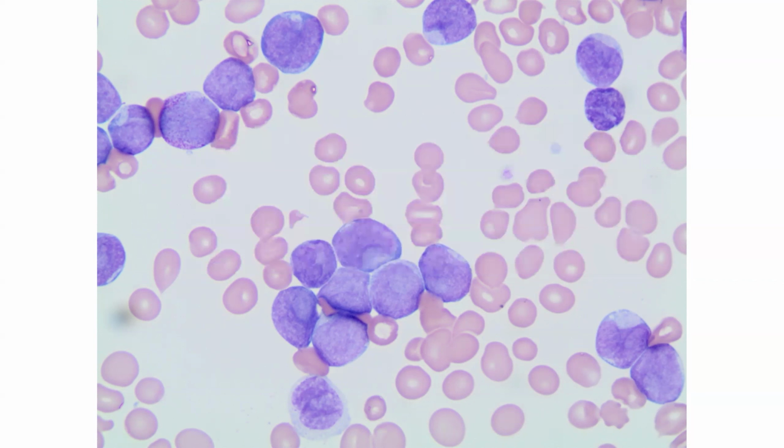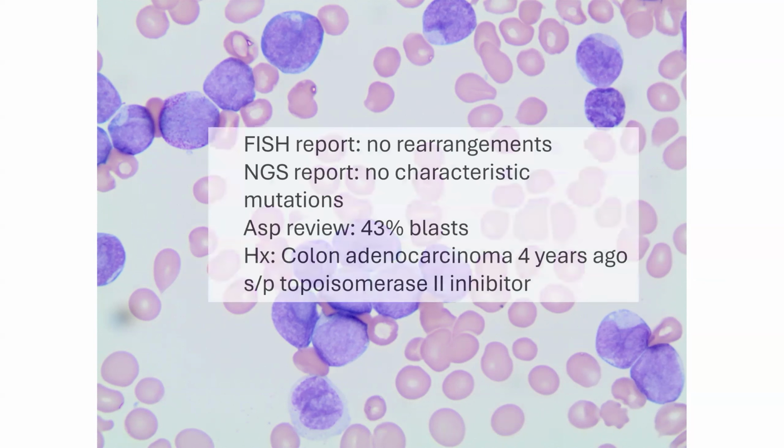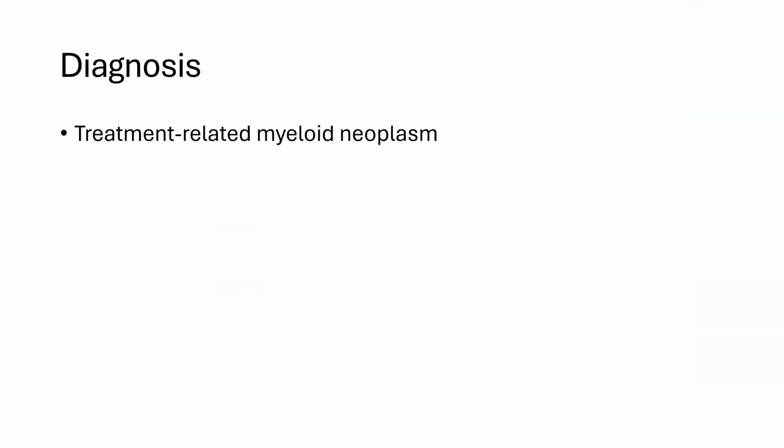Next case. We again see blasts, and our FISH and NGS reports do not give us any defining information. Except in this case, there is a history of colon adenocarcinoma 4 years ago, and the patient was treated with a topoisomerase II inhibitor. In this case, topoisomerase II inhibitor is one of the treatments that can cause a treatment-related myeloid neoplasm.